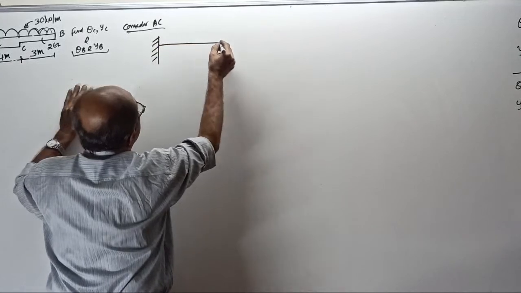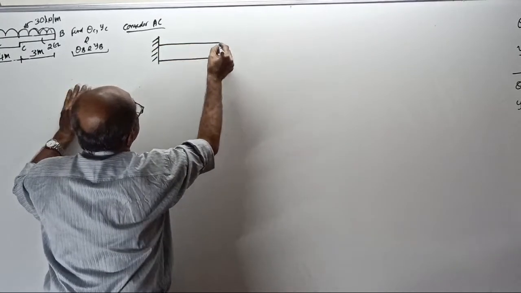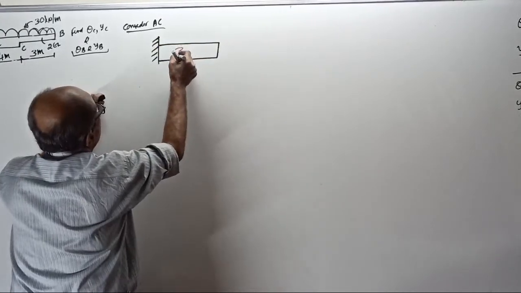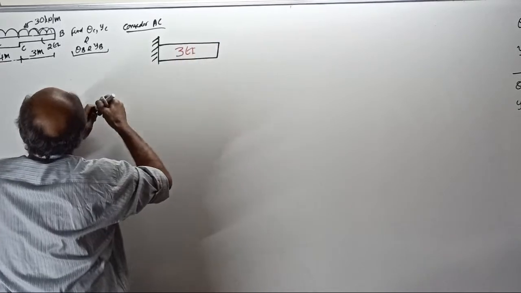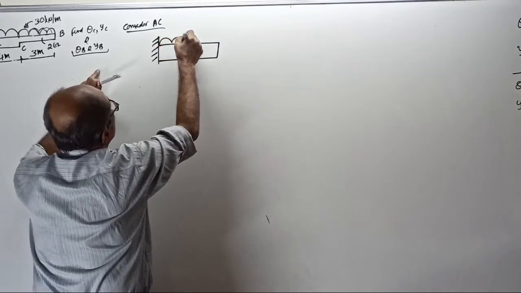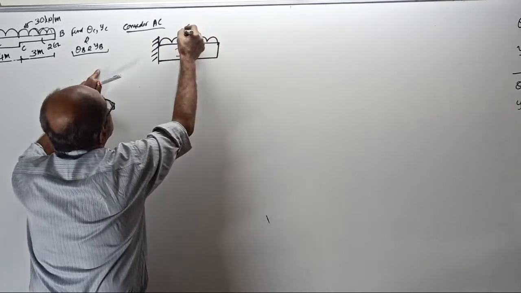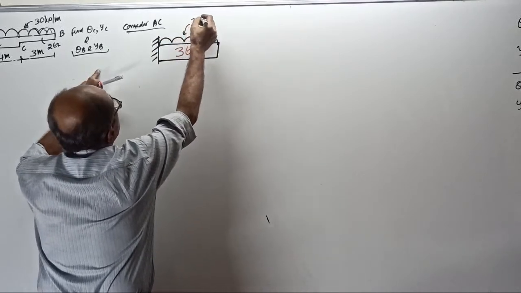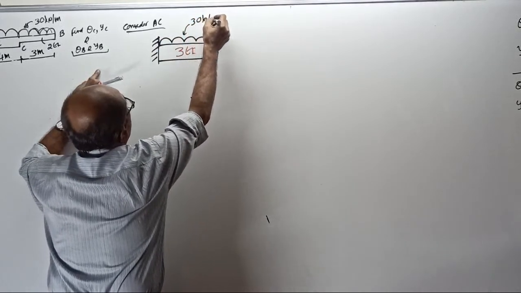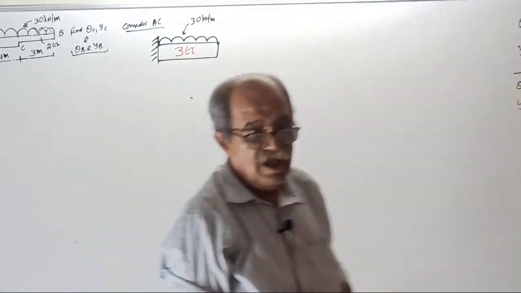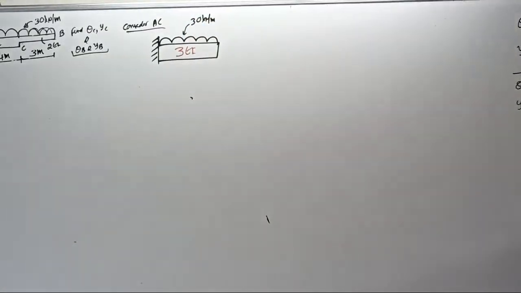A cantilever here. This is the cantilever. See, it has got 3EI. Remember, 3EI. It has got a UDL of how much? 30 kilonewton per meter. I think I have to adjust the camera.